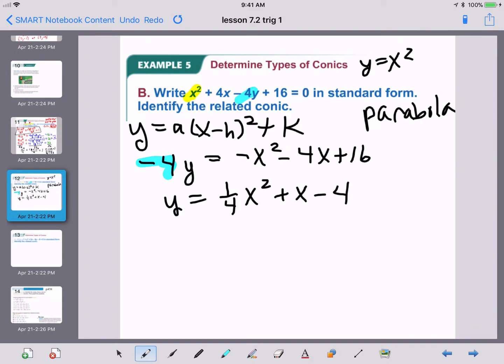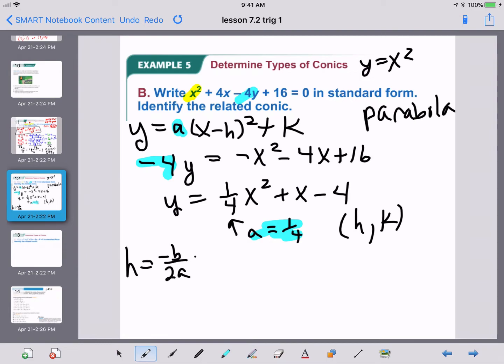So now I'm going to use my formula for a vertex. I know my a value is 1/4. So that's going to sit right there. I just got to find my h, k. So remember, h is negative b over 2a. Well, b is 1, so negative b is -1. 2 a's is just 2 times 1/4, which is 1/2. And so that's really -1 divided by 1/2 is the same as -1 times the flip of 1/2, which is -2.